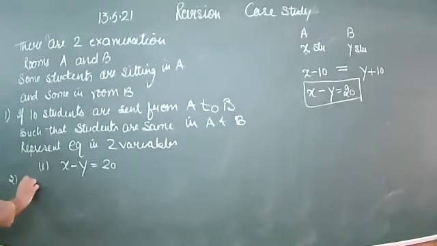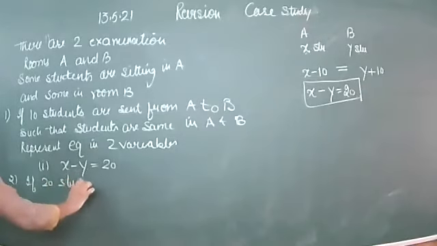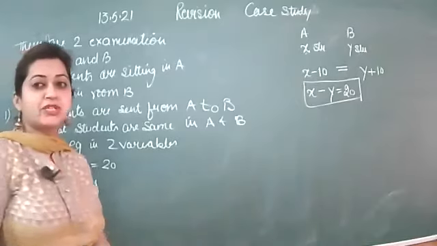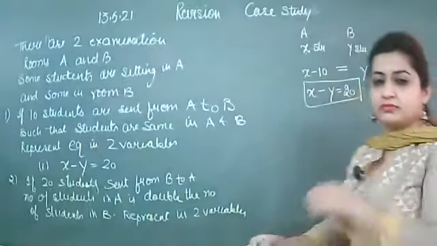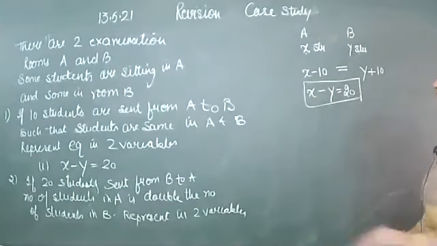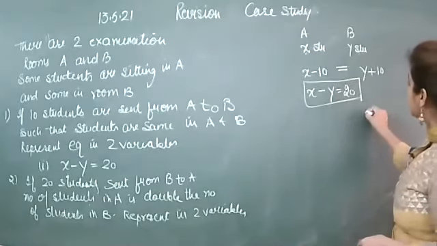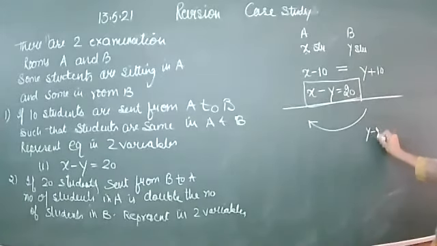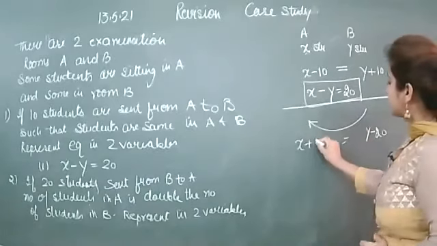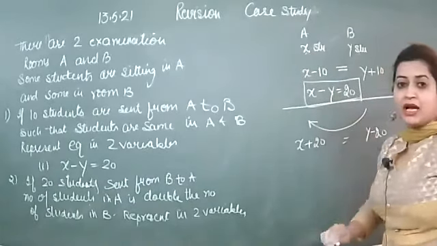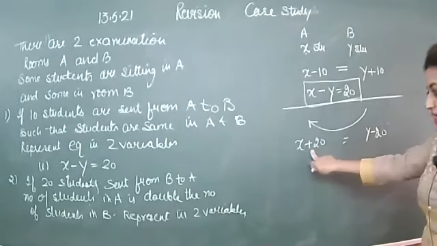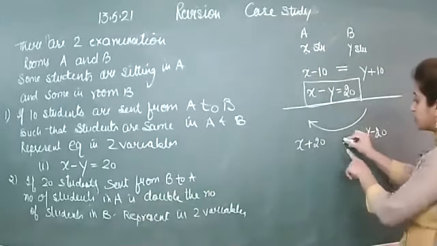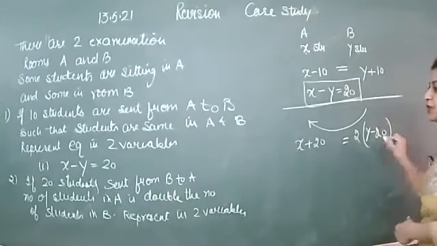Second part is, if 20 students are sent from B to A, if 20 students have been sent from B room to A, means 20 students will be reduced in this room and 20 students will be extra added in that room A. Now the condition is, the number of students in A is equal to double the number of students in room B.